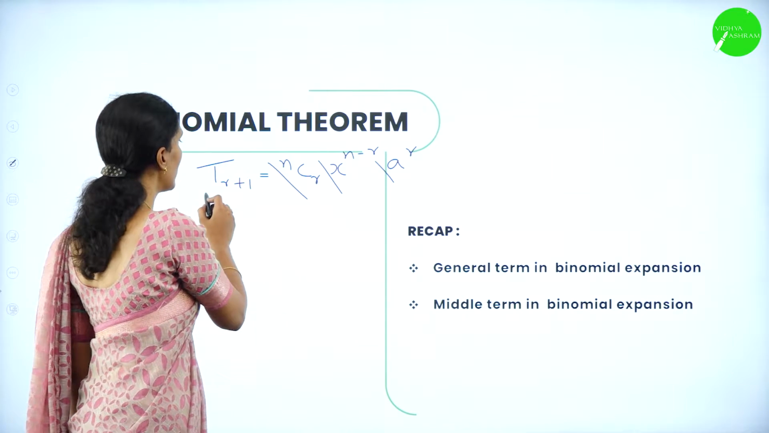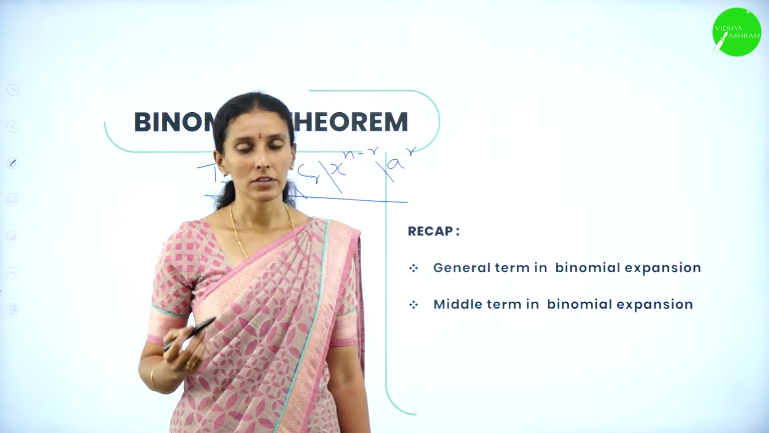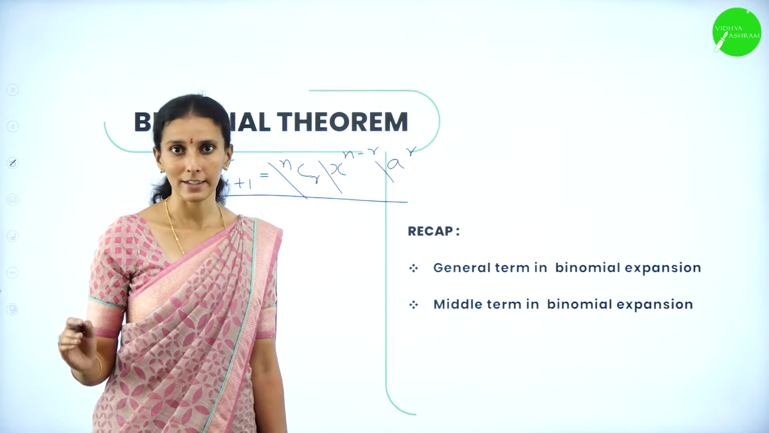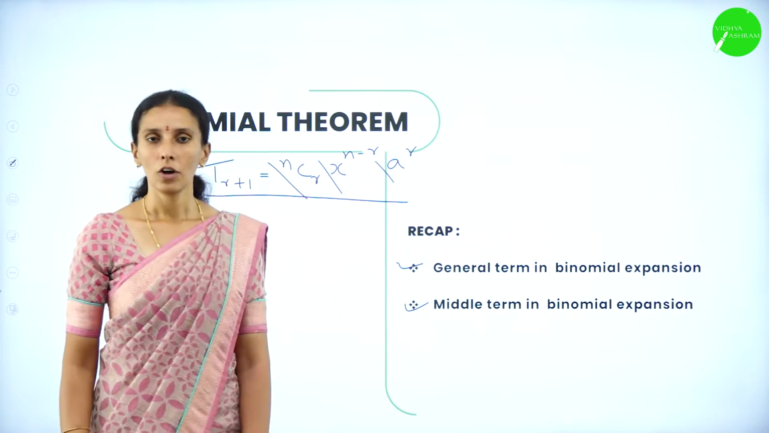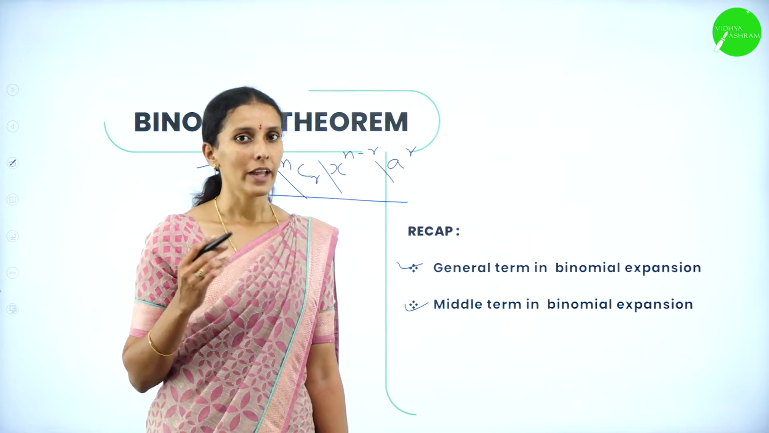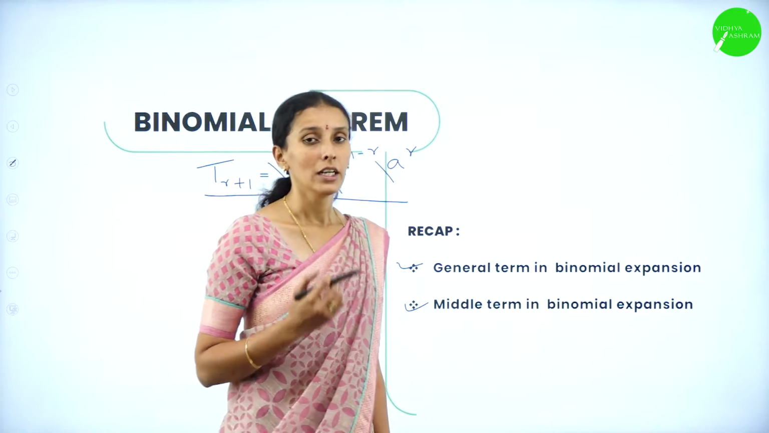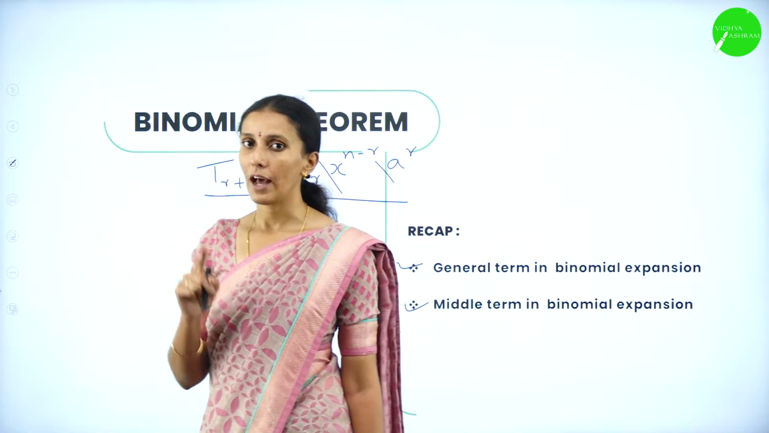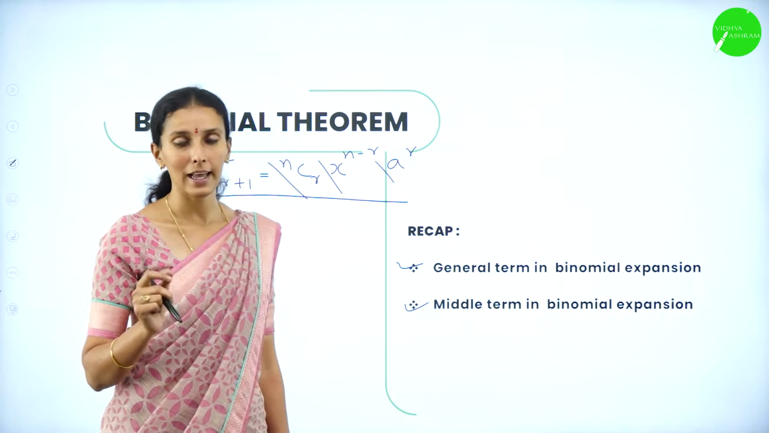Therefore, this is the general formula to find any term like the 5th term, 6th term, 10th term, 12th term in the binomial expansion. Coming to the middle term of the binomial expansion, here we have two cases. If n plus 1 is even, then we have two middle terms. If n plus 1 is odd, then we have only one particular middle term for the binomial expansion.